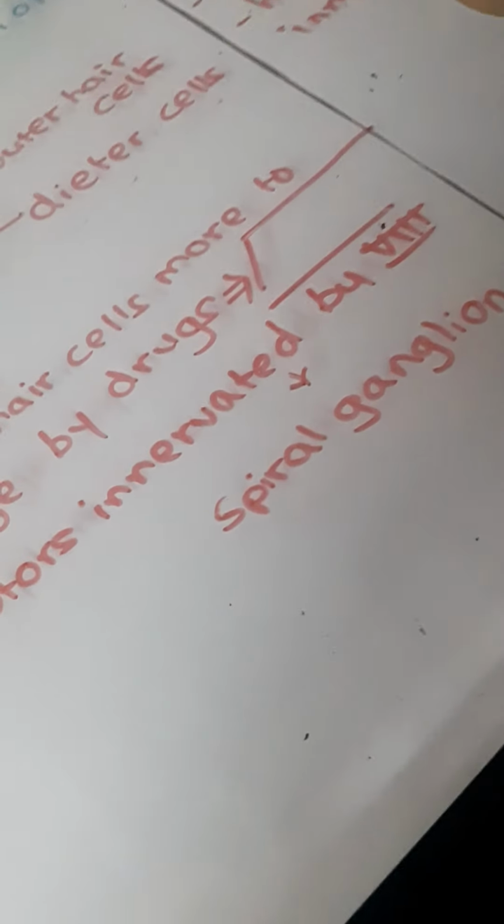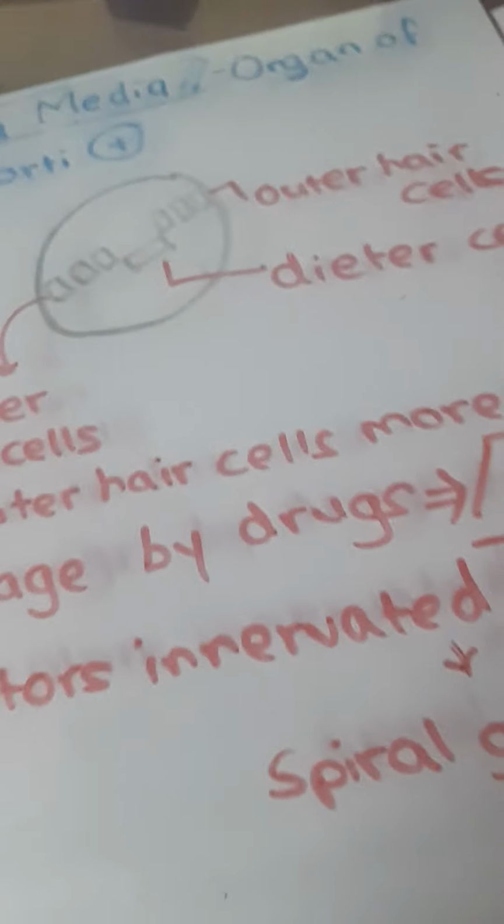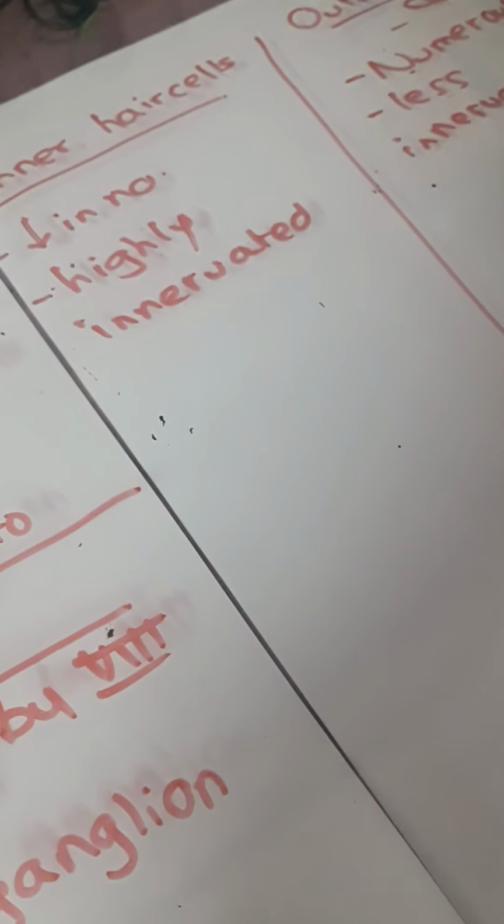The receptors are innervated by your eighth nerve, and which is the eighth nerve? Auditory nerve. Then they are carried to the spiral ganglion. The auditory pathway I'll be telling in the next video, but for now the eighth nerve is carried to the spiral ganglion. Now, are these inner and outer hair cells the same? Well, in the diagram they may appear same, but they are not. Inner hair cells are very less in number, while outer hair cells are numerous. Inner hair cells are highly innervated, while outer hair cells have less innervation.